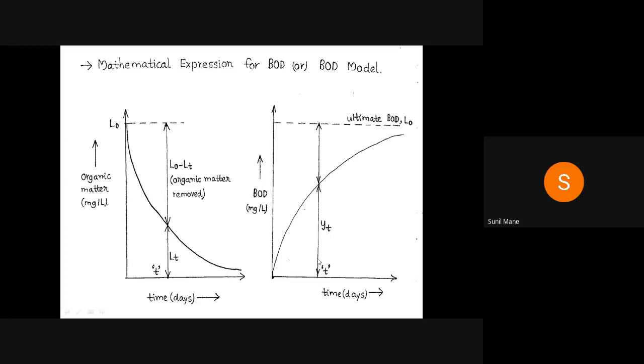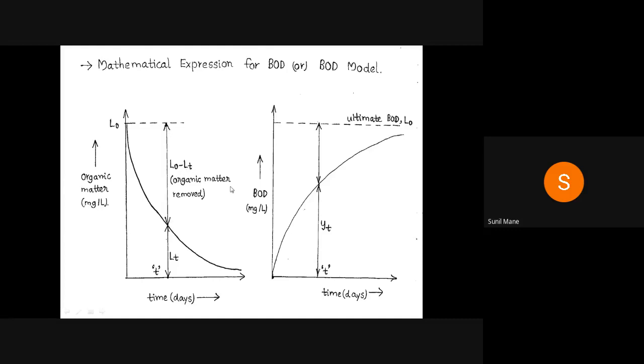The biochemical oxygen demand we have to measure from this end to this end. That biochemical oxygen demand is Y5, or YT. Y5 is the biochemical oxygen demand after 5 days. That means the organic consumption after 5 days is this much, which is L0 minus L5.